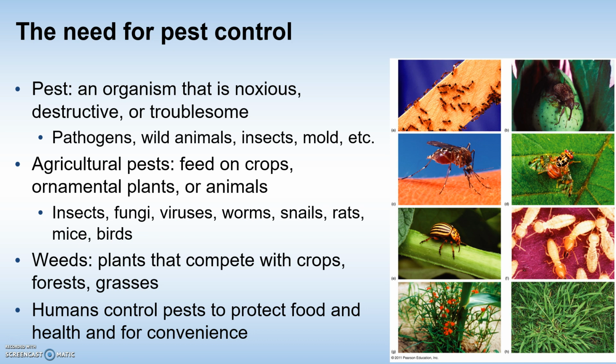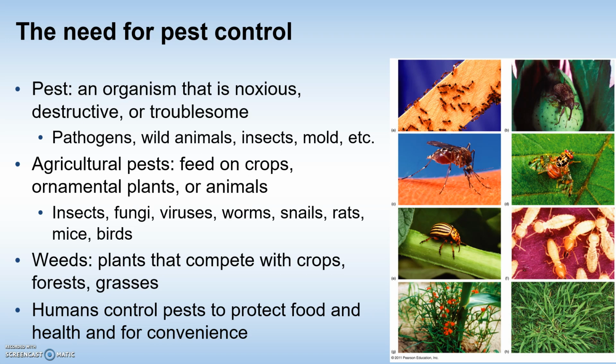You can see the pictures on the right are examples of different pests that attack plants. And a pest is considered an organism that is noxious, destructive, or troublesome. So they could be pathogens, or wild animals, or insects, or mold. An agricultural pest is further defined as an organism that feeds on crops, ornamental plants, or animals, and they fall into the category of insects, fungi, viruses, worms, rats, mice, birds.